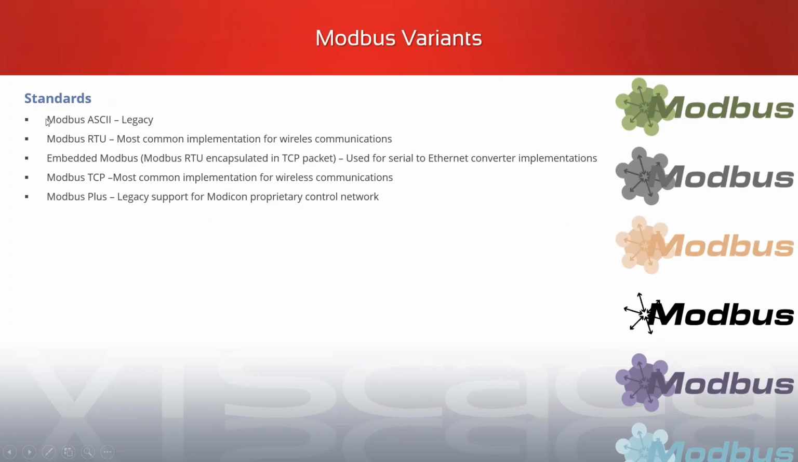These are the Modbus variants that we could have chosen. We chose Modbus TCP. This is the original Modbus ASCII, which is the legacy type. It's not used very much anymore. Modbus RTU is very common, used for wireless comms, specifically designed for serial comms over wireless, like serial radios. This is embedded Modbus. It becomes very useful if you want to have a serial device that's speaking Modbus, Modbus RTU in particular, that you encapsulate in a TCP packet. VTScada can then extract the Modbus RTU from the TCP packet and read the data.